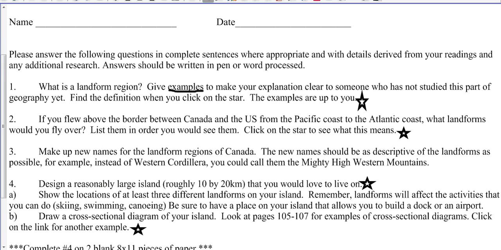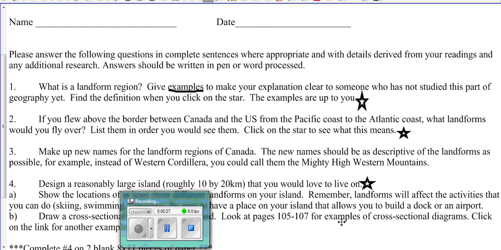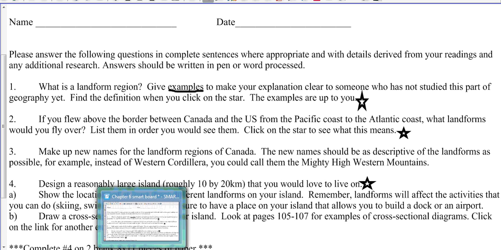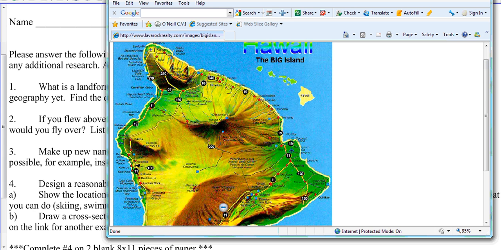And then be sure to have a place on your island that allows you to build a dock or an airport. Again, I'll show you again. The airport is right here. You see the airport right here. So that's the kind of thing you want when you're designing your island.